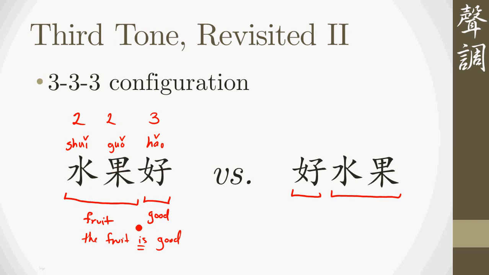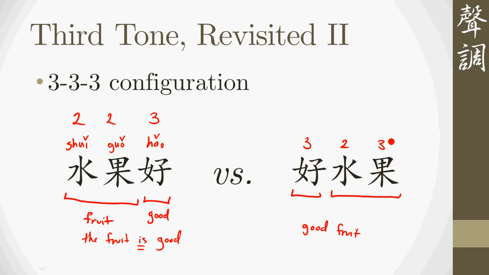And in this case, we have good fruit. So it's not stating something about the fruit. It's instead saying that it's a subset of all fruit. It's specifically good fruit. And here we want to say 好水果. So in here we had 水果好, and then here we had 好水果.